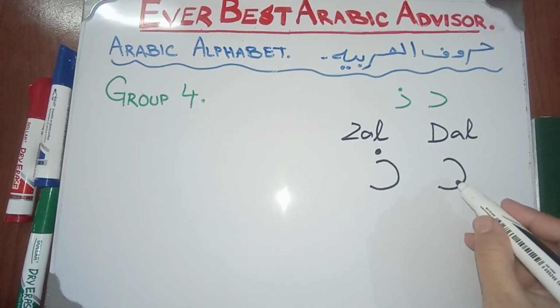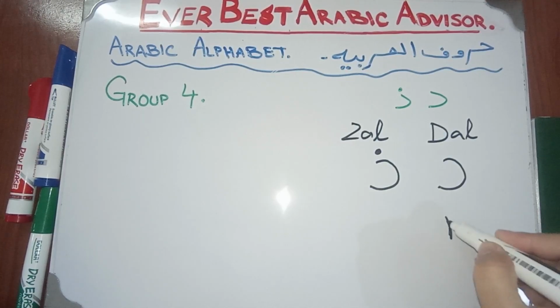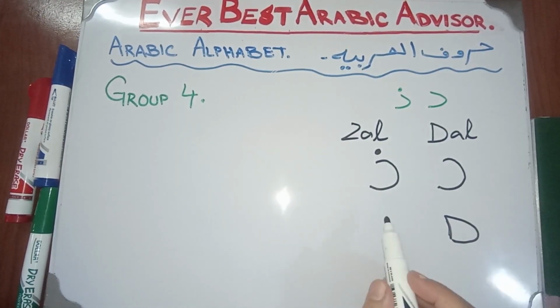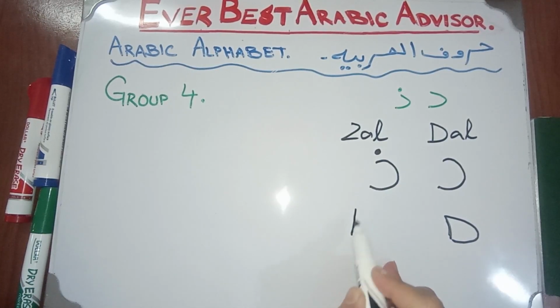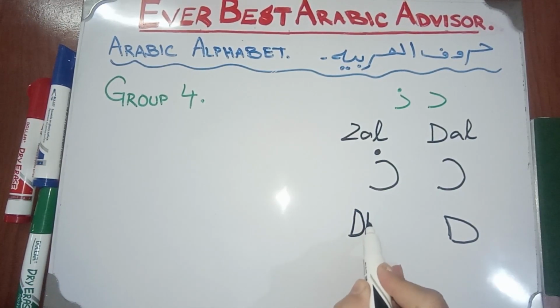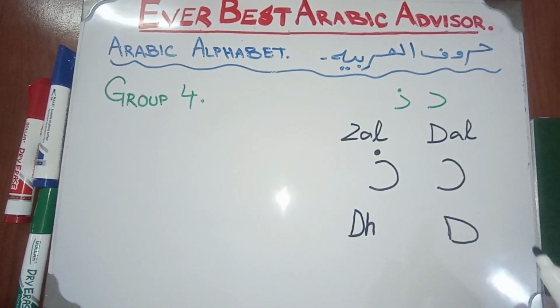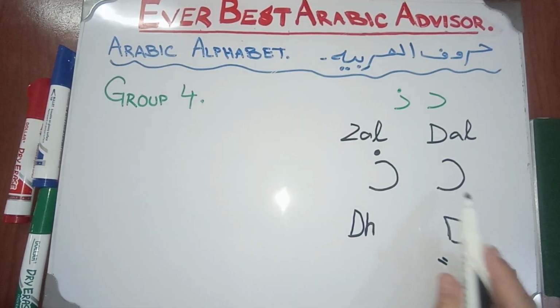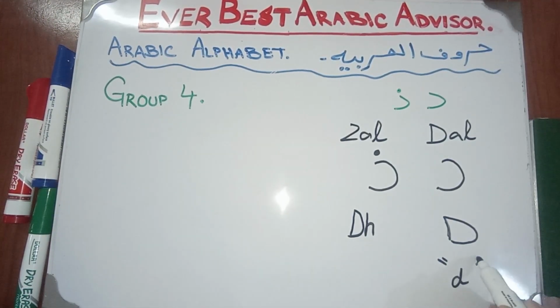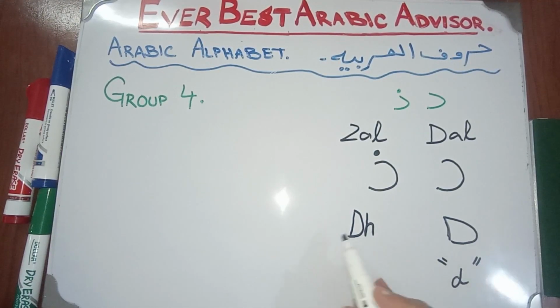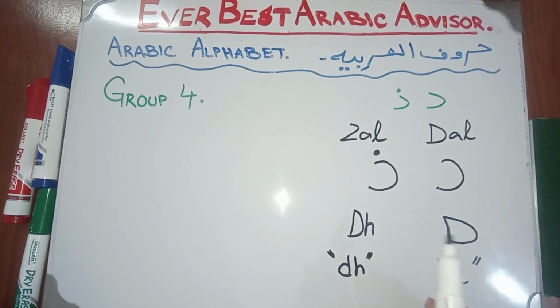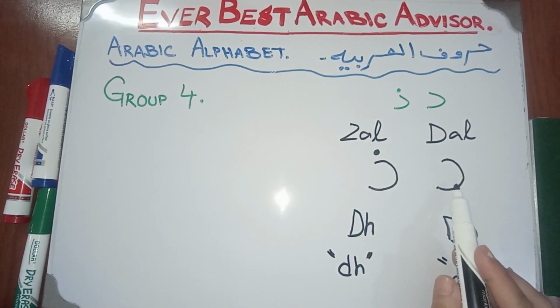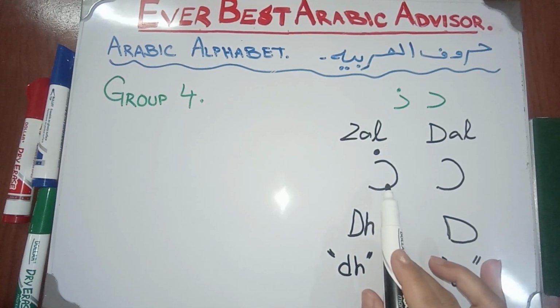The equivalent of Dal in English is the letter D. And of Zal, you can say it's a combination of 2 letters, DH. The phonics of Dal is just like a D, just like the D in dip. And the phonics of Zal, it's a soft phonic and it's a combination of 2 letters, DH, just like a Z sound.